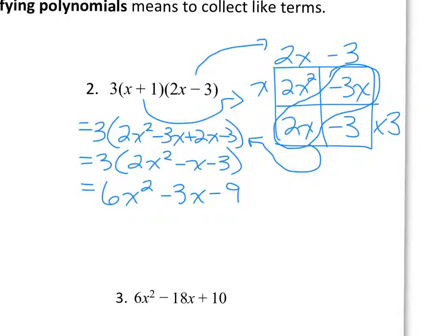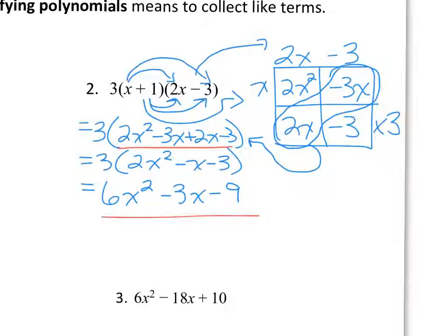It's the same as if I FOILed it out and used x times 2x, x times negative 3, 1 times 2, and 1 times negative 3. Regardless of how I did it, I'm still going to get that bracket right there. And then I'm going to multiply that bracket by 3 to get my final term.